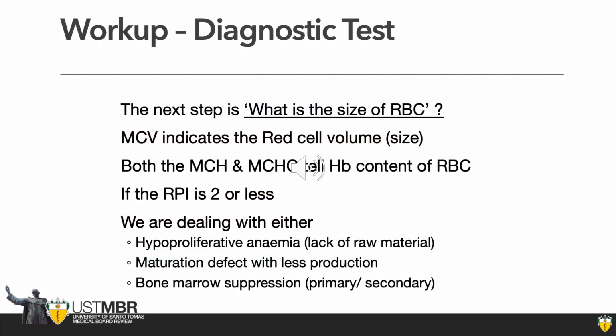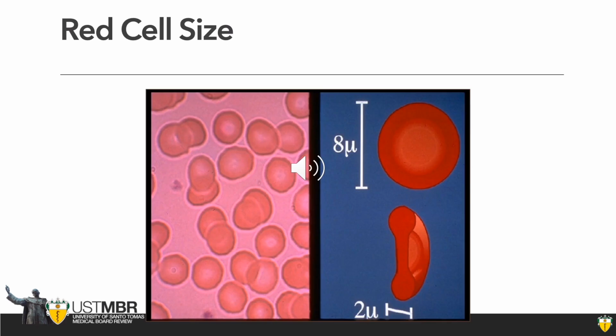The next test that is important in anemia would be the RBC indices for us to know what is the RBC size. So it is seen in your mean corpuscular volume or MCV, while your MCH and MCHC talks about more of the degree of hemoglobinization of the red blood cells. This is the normal red blood cell size. It's 8 micrometer in length and 2 micrometer in width. So you can see the biconcave disc and the 1/3 central pallor.